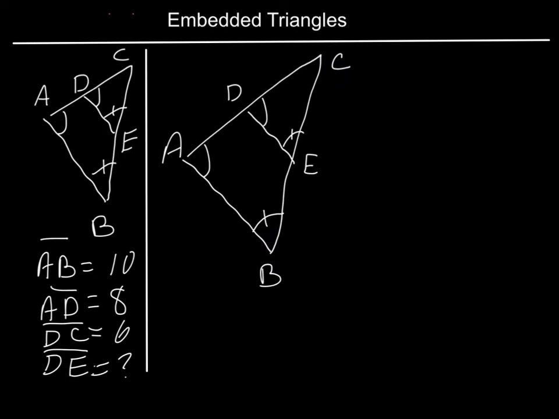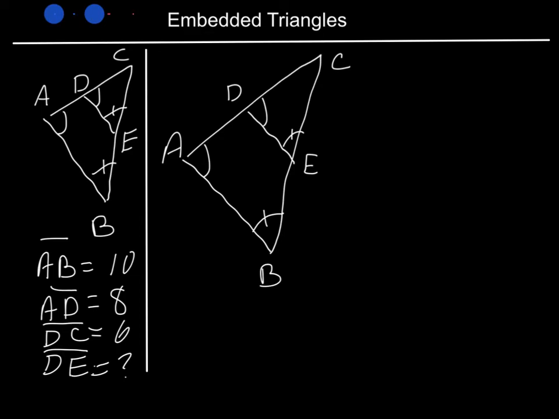Okay, so here's another similar figure. Notice that we're spending a lot of time with triangles because we use triangles a lot, but this is called embedded triangles, and embedded triangles are automatically going to be similar because they guarantee that we have angles that are the same.